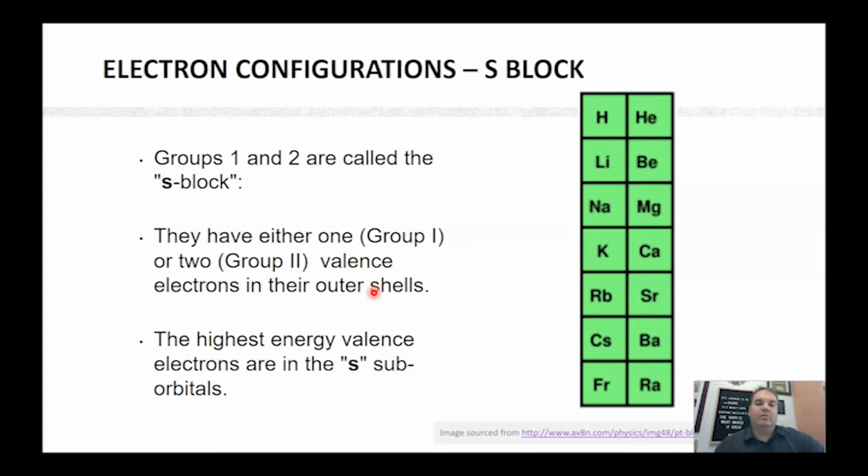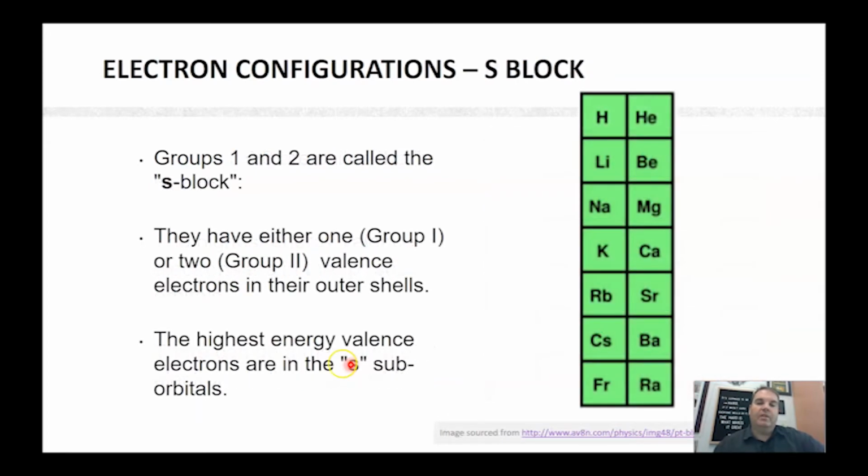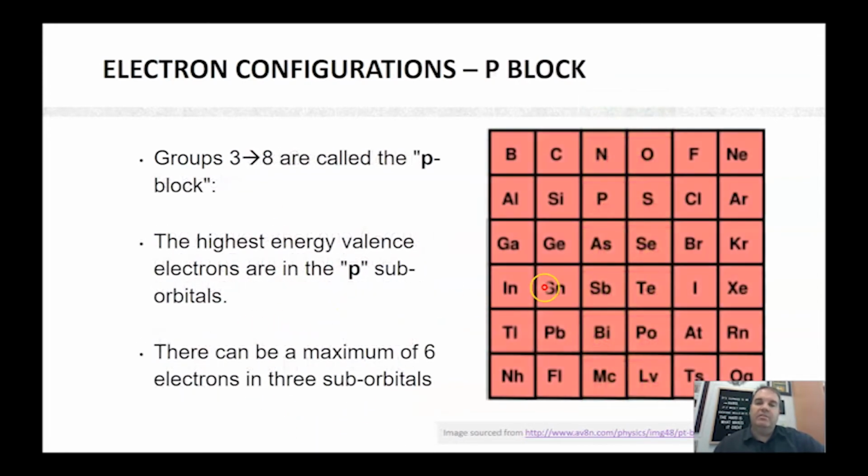Okay, and their highest electrons are in the s orbital, as we said. The p block, groups 3 to 8, is all the non-metals over here mostly, with a couple of metals through here as well. The highest energy valence electrons are in the p subshell orbital, and they can hold a maximum of 6 electrons. The s orbital can hold a maximum of 2 electrons, and the p orbital can hold a maximum of 6.